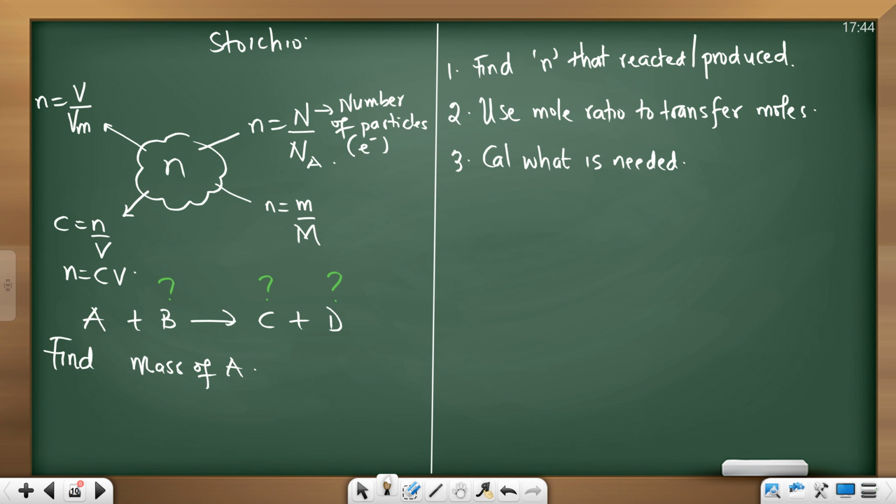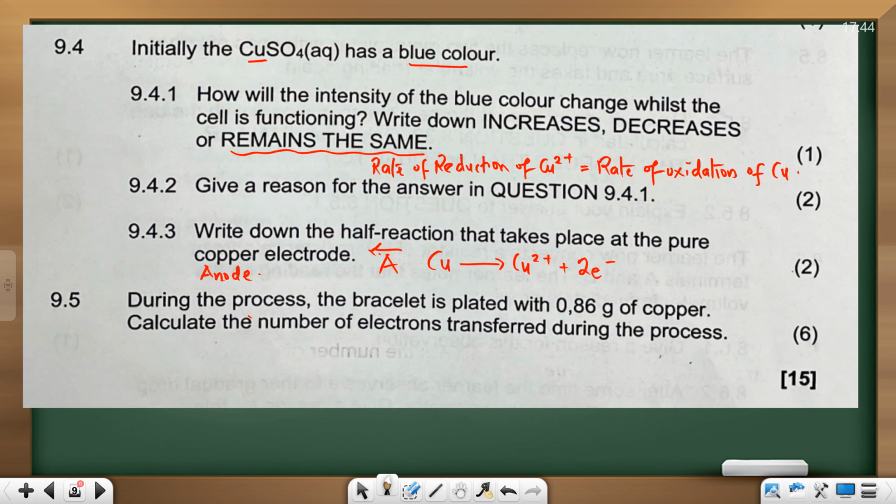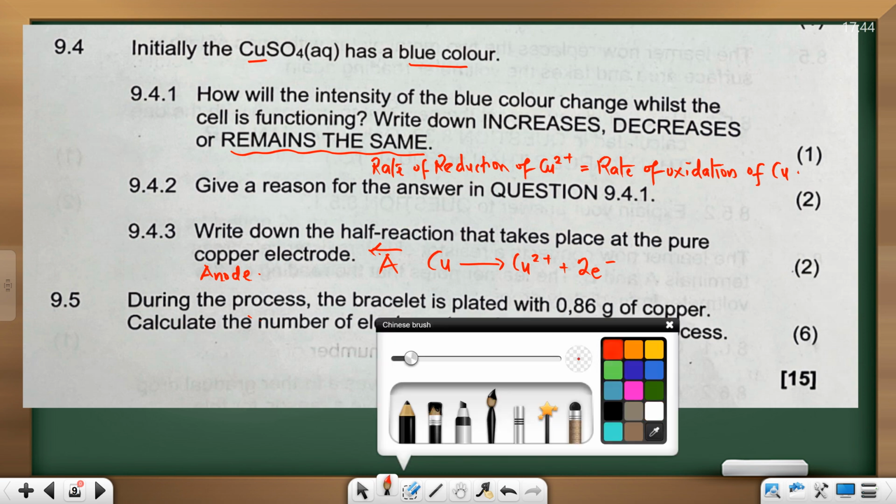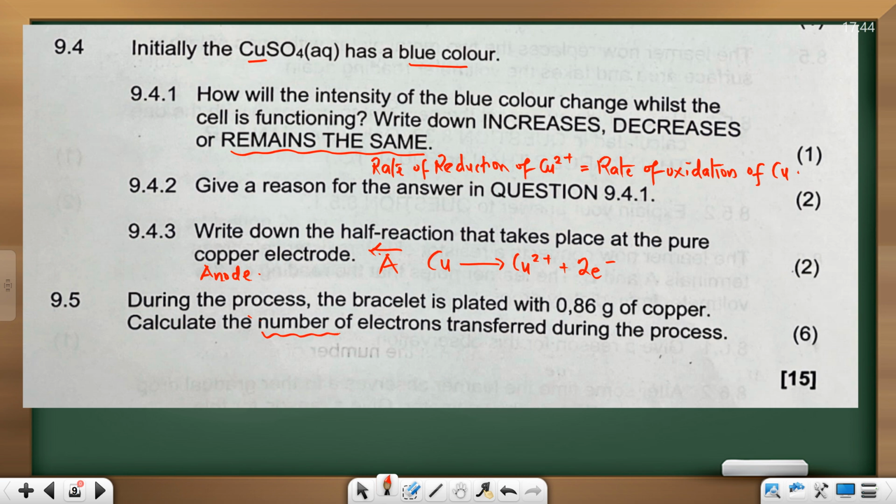Okay. Can we answer? Ready to answer? Let's see what the examiner is saying here. During the process, the bracelet is plated with 0.86 grams of copper. Calculate the number of electrons. Let's pause there. What is that symbol? It's the capital N. But where is that connected to? Avogadro.